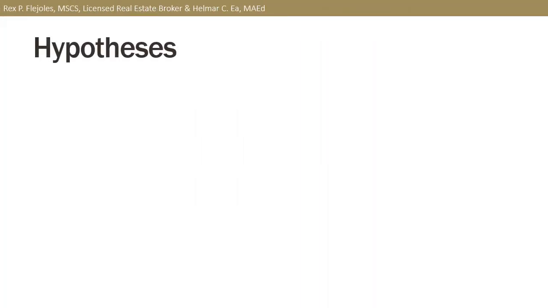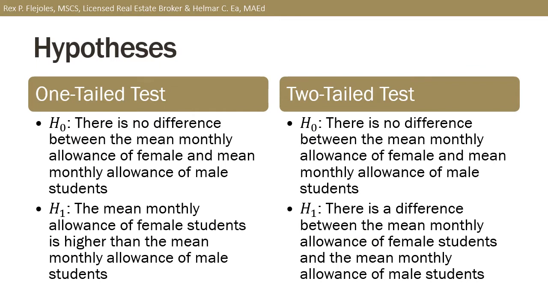Another example is with this null hypothesis: there is no difference between the mean monthly allowance of female and the mean monthly allowance of male students. The corresponding alternate hypothesis with a one-tailed test is the mean monthly allowance of female students is higher than the mean monthly allowance of male students. Or, phrasing it in the other direction, the mean monthly allowance of female students is lower than the mean monthly allowance of male students. While for the two-tailed test, it would be there is a difference between the mean monthly allowance of female students and the mean monthly allowance of male students.